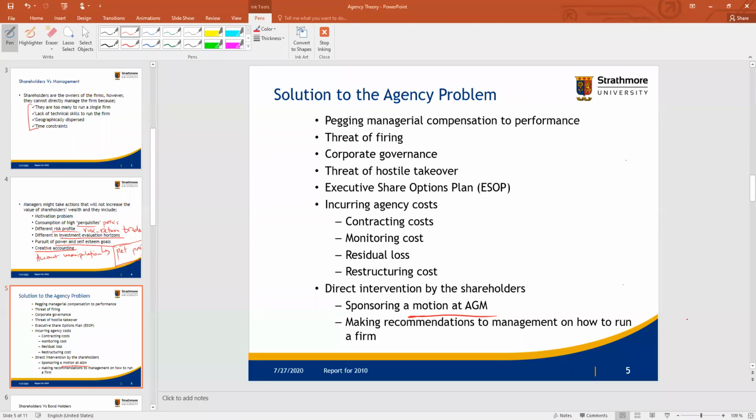Now, one of the ways is that at the AGM, you as a shareholder can sponsor a motion. If you think our company is not being managed well, and you have an idea, at the AGM you can have your voice heard. Sponsor a motion at that point in time.